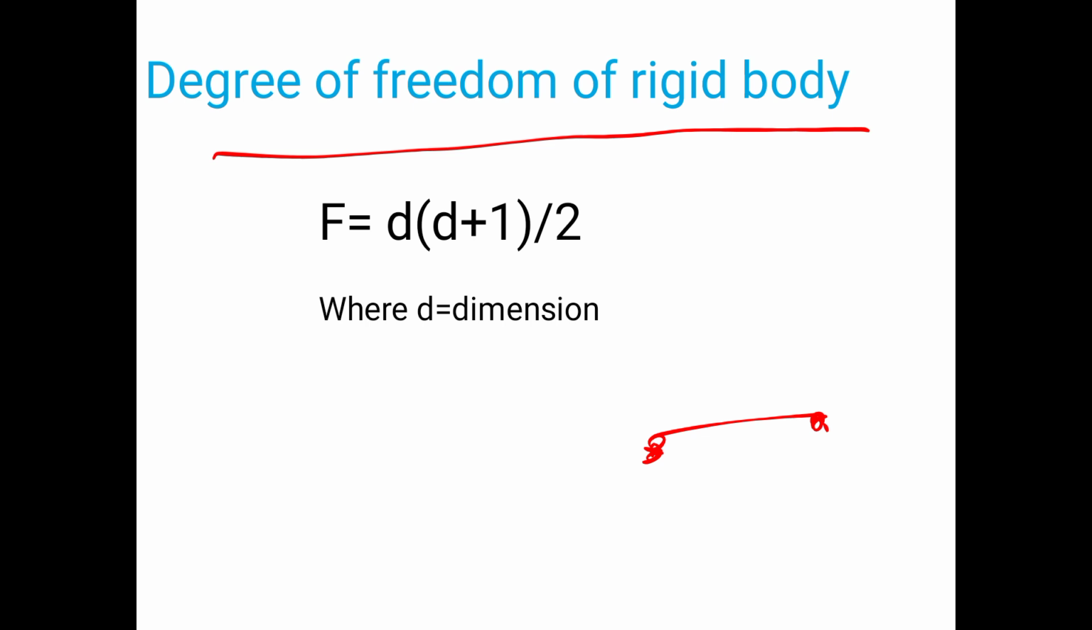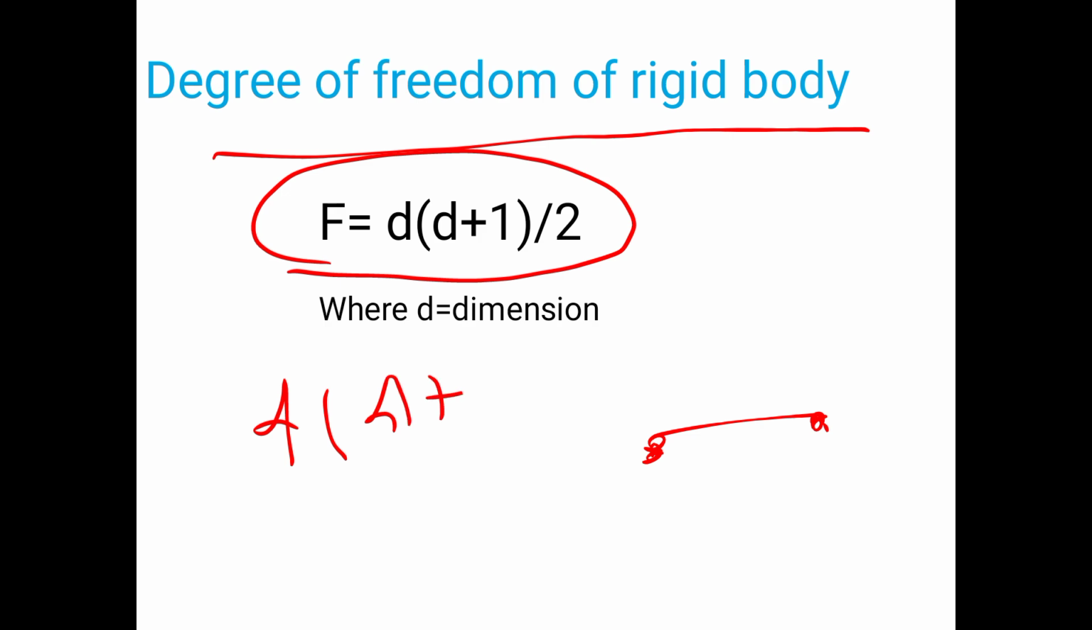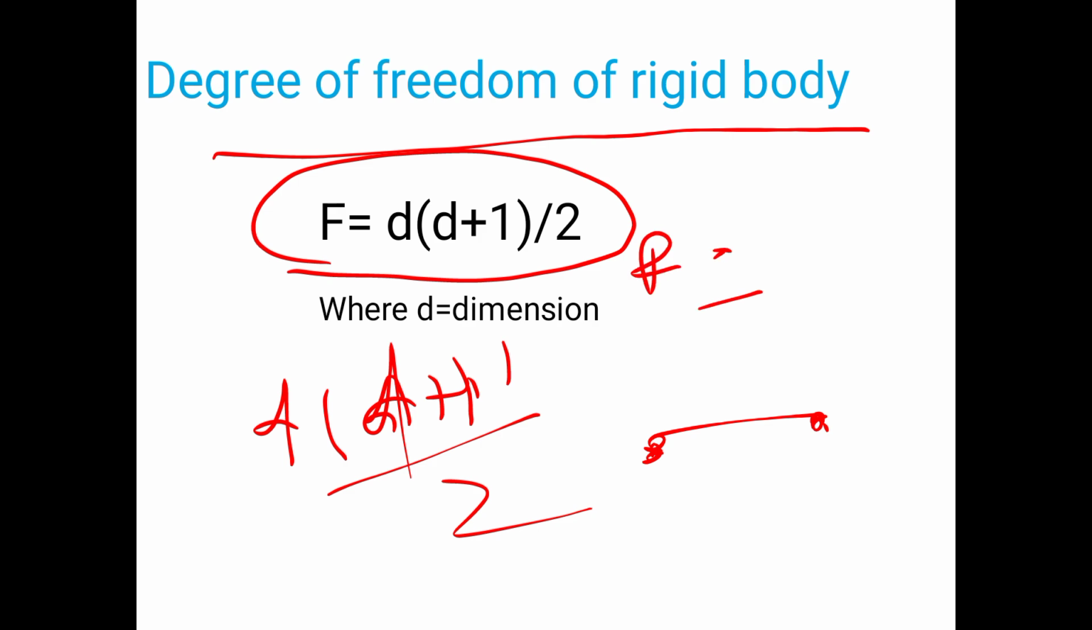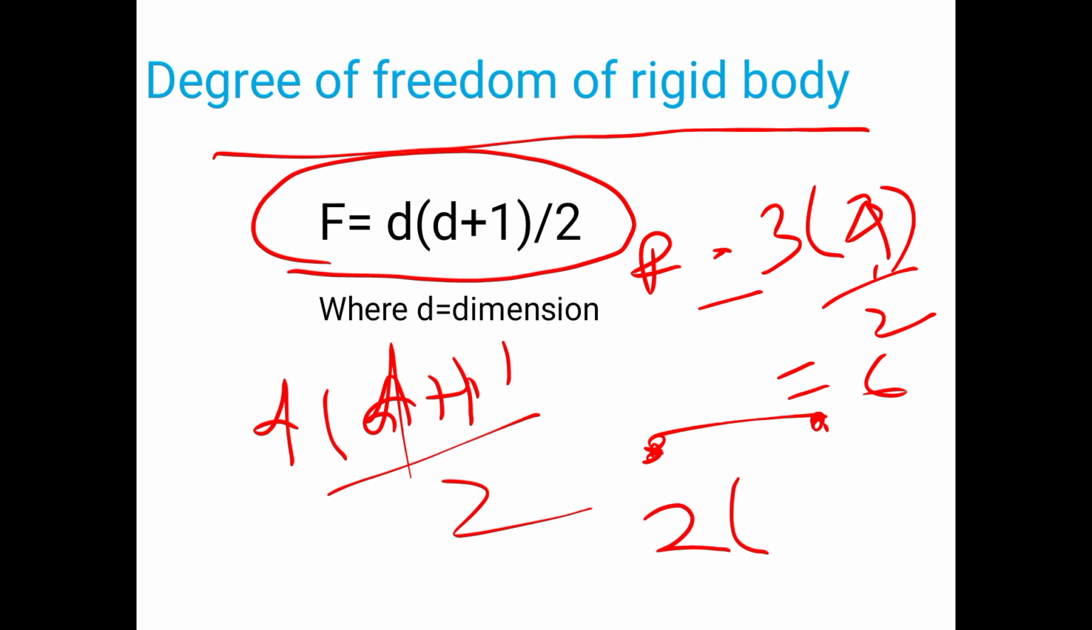So the general formula to calculate the degree of freedom of a rigid body is d(d+1)/2. Here d is the dimension. Suppose you have a 3D object, then its degree of freedom will be 3 into (3+1), that is 12, by 2, that is 6. Its degree of freedom will be 6. Suppose you have a 2-dimensional object, then you can calculate the degree of freedom like this. It has 3 degrees of freedom.